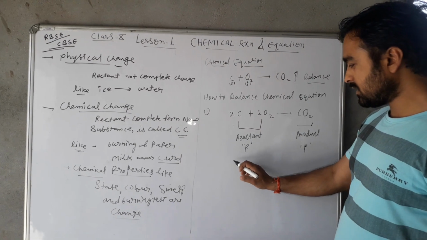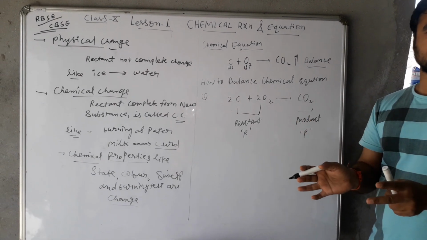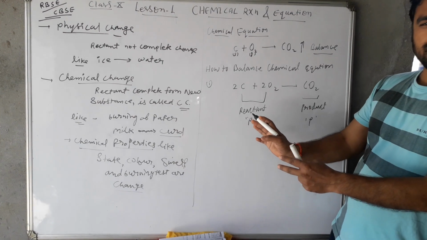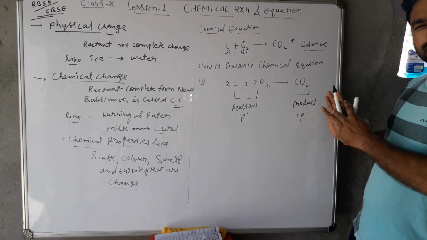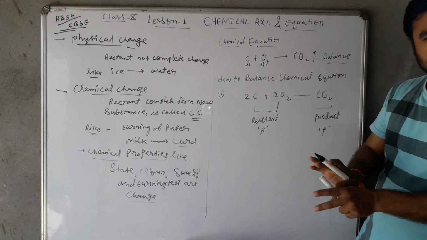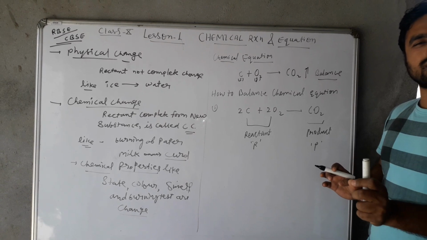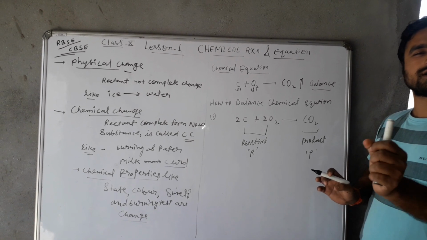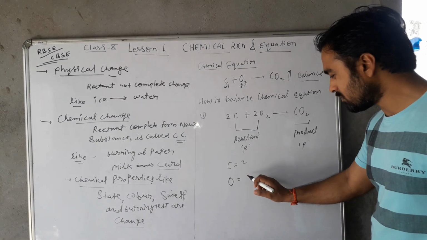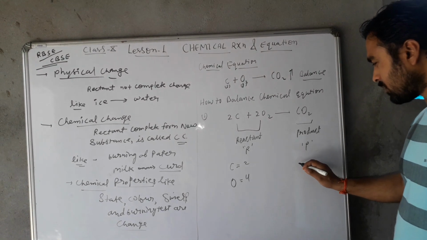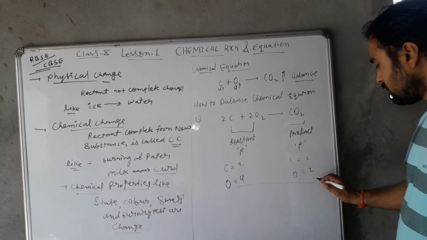Now, how to balance a chemical equation? What do you mean by a balanced equation? It means the atoms, molecules and ions in the reactant and in the product are the same. When the elements, symbols and ions in reactant and product are equal, it is called a balanced equation. How many carbon are present here? 2. How many oxygen? 2 times 2 is 4. In the product, how many carbon are present? 1. Oxygen 2. So this reaction is not balanced.